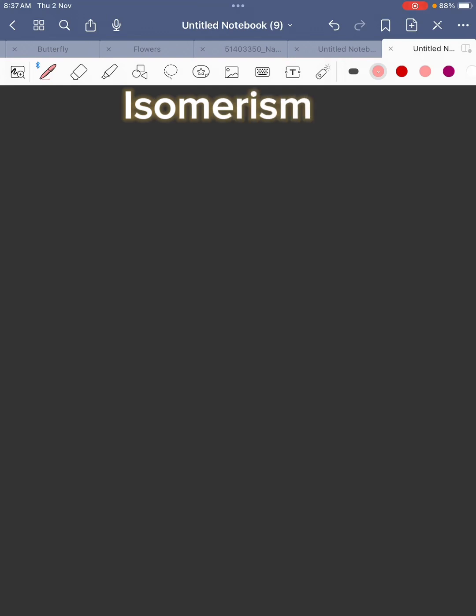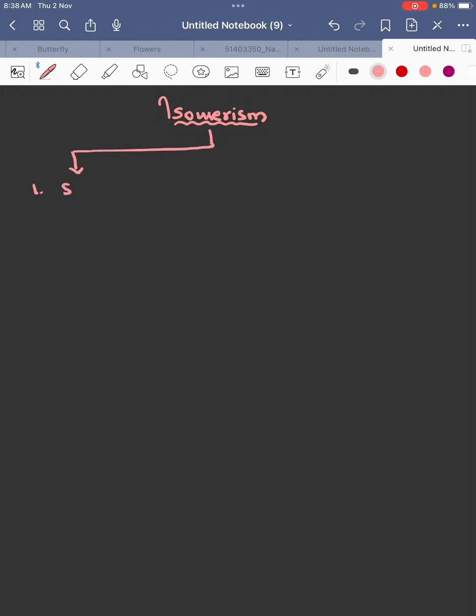Welcome to chemistry class. Today our topic is isomerism. Isomerism is broadly classified into two types. One is called structural isomerism. Second part is called stereoisomerism.